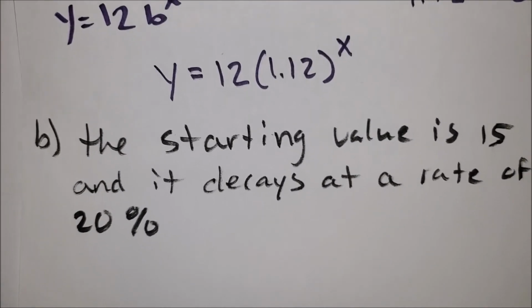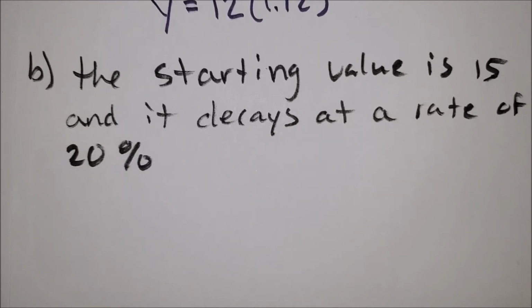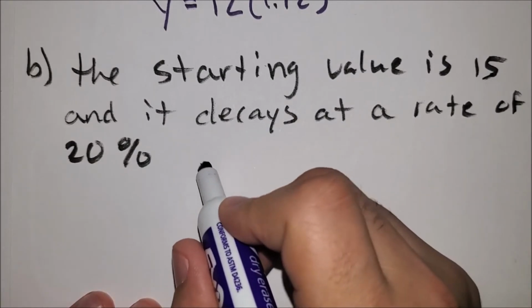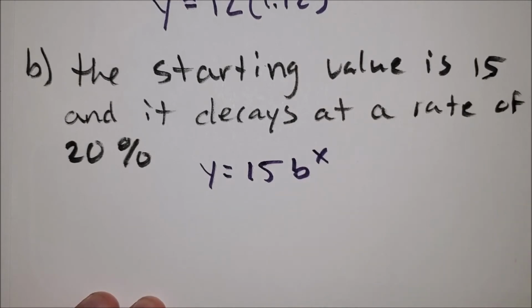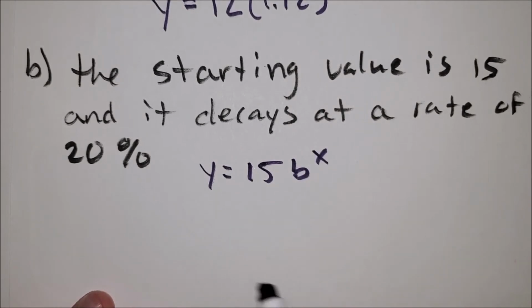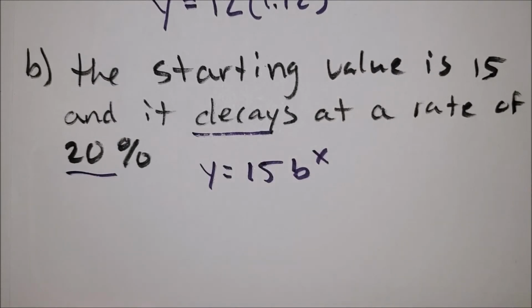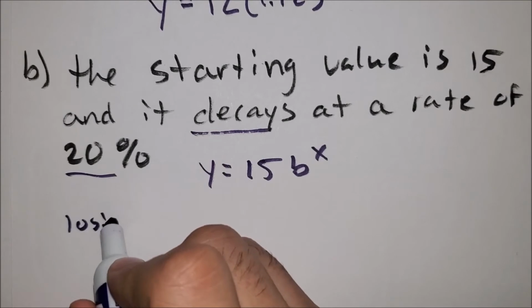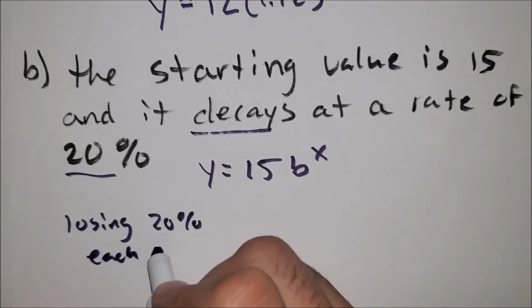So let's look at another one. Here we say that the starting value is 15 and it decays at a rate of 20%. So we can always start off with y equals 15 times b to the x. And we need to find b. Well, we have a decay. Keyword is decay, and it decays by 20%. So that means that we're losing 20% each time.